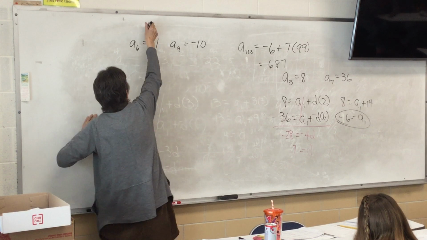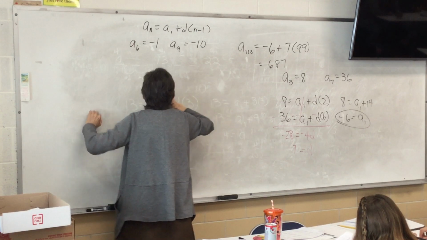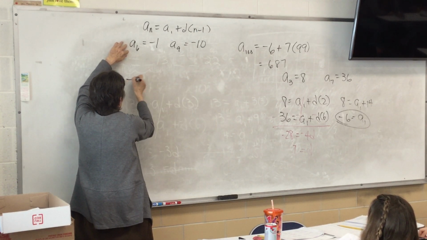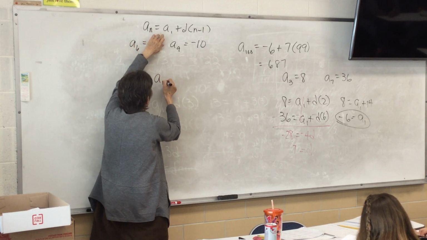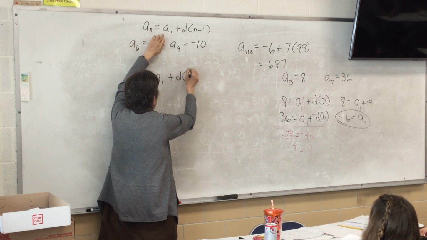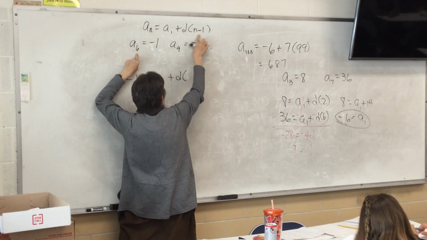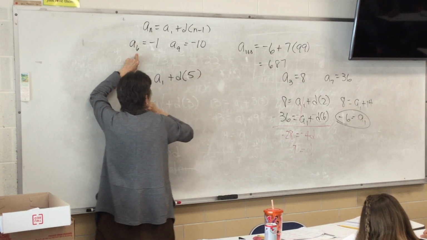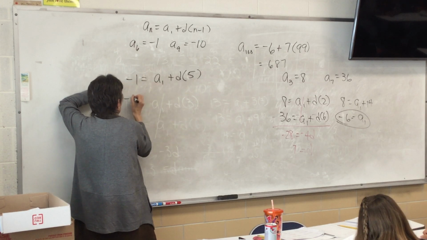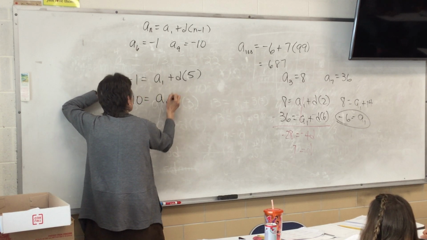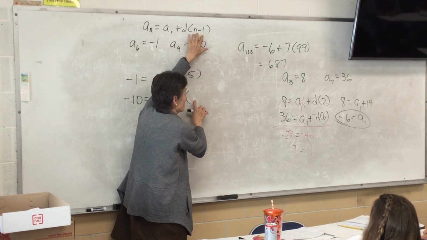Oop, I erased my formula. We're using this formula for all of these problems. All right, so the sixth term is going to equal a sub 1, the first term, plus d times what? If I'm doing the sixth term, then what's this going to be? 5, very good. And then the ninth term is the first term plus d times, okay, what's going to go here if I'm doing the ninth term? 8.